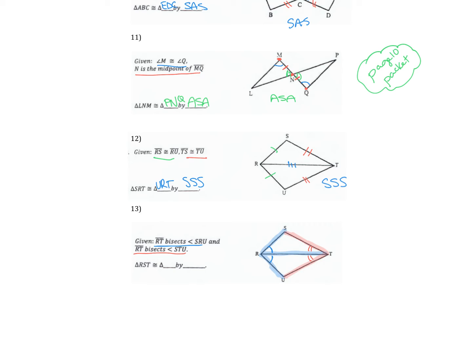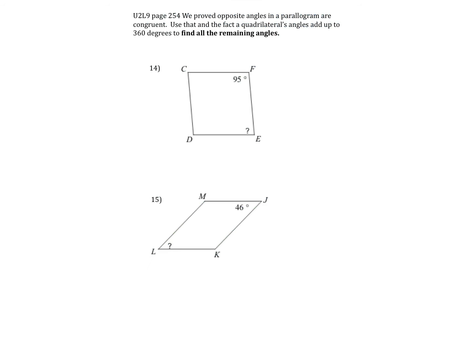And then don't forget step 2, that's when I mark what I'm supposed to know, and that's my reflexive side. So this one is angle, side, angle. It's also a reflection. My blue goes onto the blue, the red goes onto the red. So I would say R goes to R, S goes to U, and T goes to T. Okay, so let's take a look at the next page.